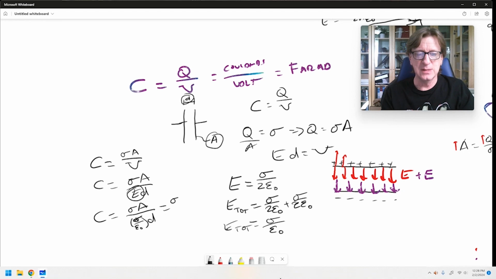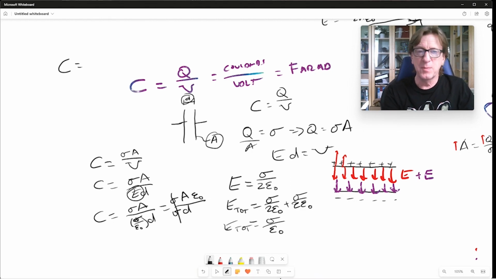And so I get sigma A epsilon naught divided by sigma D. And now you see that those cancel. So the capacitance is determined only by the area and the plate separation. This is a constant of the universe. It's not going to change. So for any given capacitor, we'll write it up here, the capacitance can be determined from its physical properties.